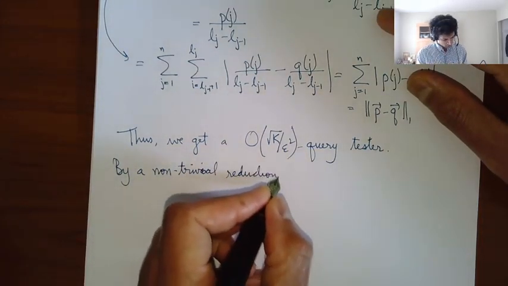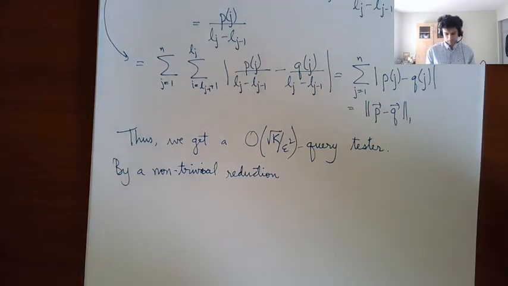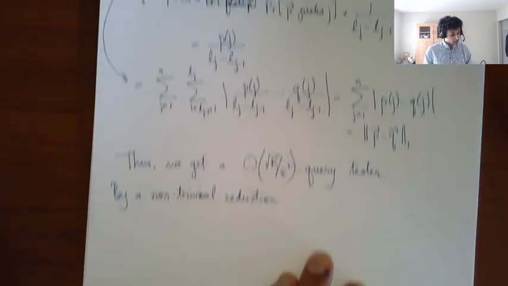Wait, I have a question. Yes. Like flat P is uniform and flat Q is uniform? No, flat of P is not uniform.